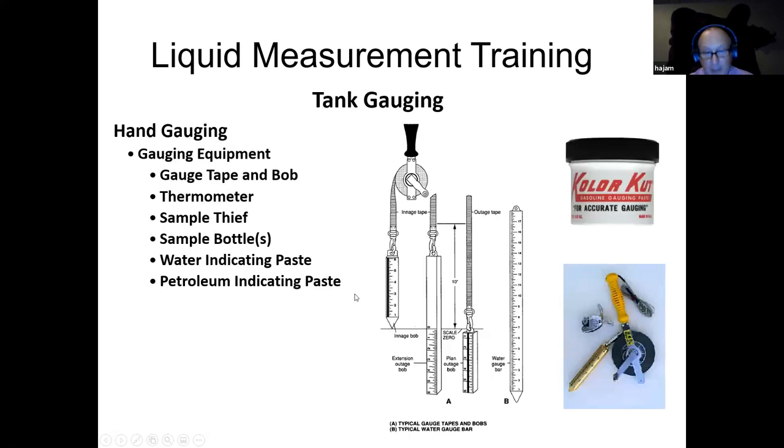All right, so every time we climb a tank, we have to take certain pieces of equipment with us to make these measurements in the tank. We want a gauge tape with a bob on the end of it. It's usually weighted, of course. We want a thermometer. We want a sample thief. And we'll look at these in a minute. We want sample bottles. We've got to pour that sample into these bottles. We want water cut indicating paste. And we may need, most times, petroleum indicating paste. So be aware that we need these pieces of equipment before we go up that tank.